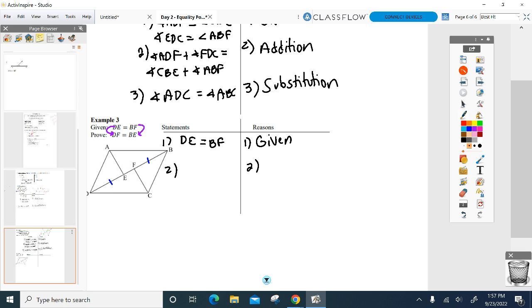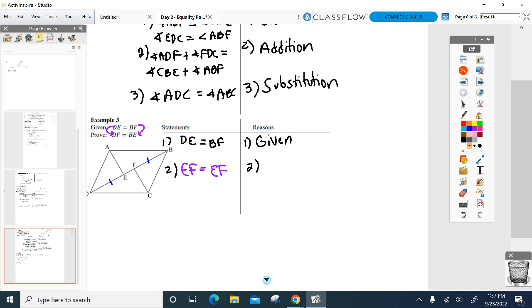Do you see where the second pair is coming from to add? Why can I not add at this point in the proof? I only have one pair. I need how many? Two. And where's that second pair going to come from? What did you tell me to add on both times? EF and? And what do you know about these two? They're equal because of?